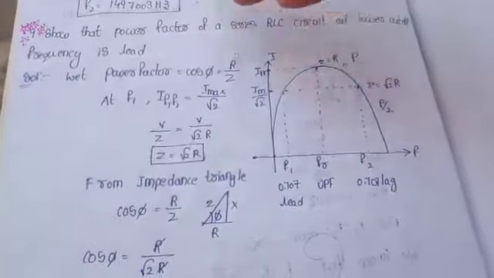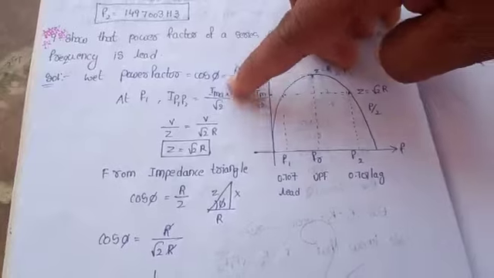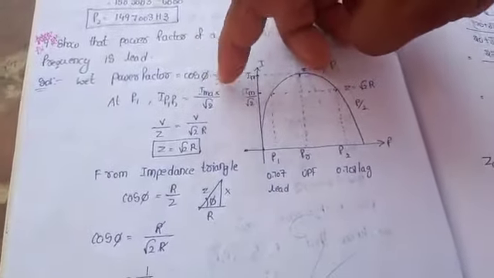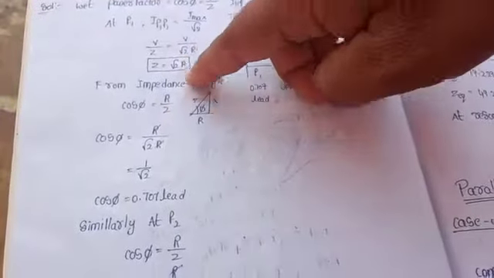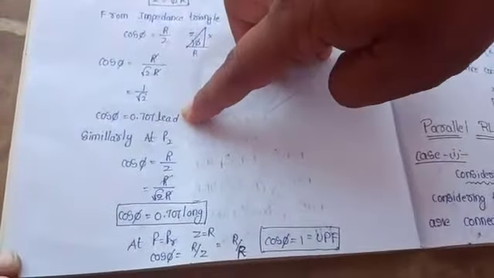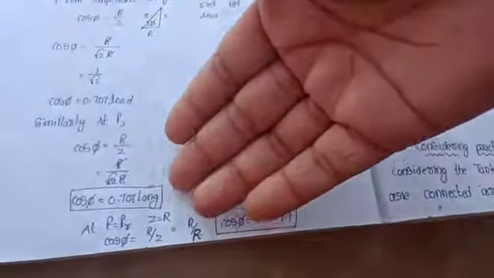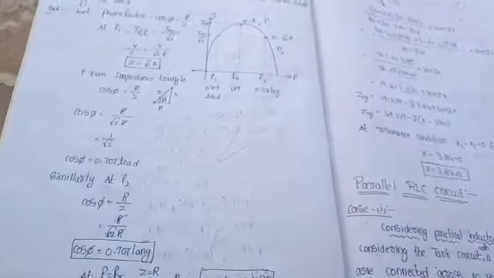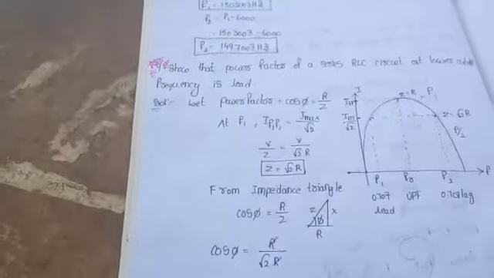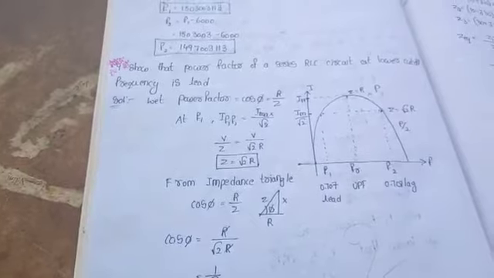Suppose they ask for 5 marks, then power factor is equal to R by Z, and I is I maximum by root 2, Z is equal to root 2 R. So power factor is R by Z, which is 1 by root 2, that is cos phi equal to 0.707 leading. In a similar manner, at F2 it is 0.707 lagging. But at the resonant frequency the power factor is unity. So this is all about the series RLC circuit. In the next video we will discuss the parallel RLC circuit.